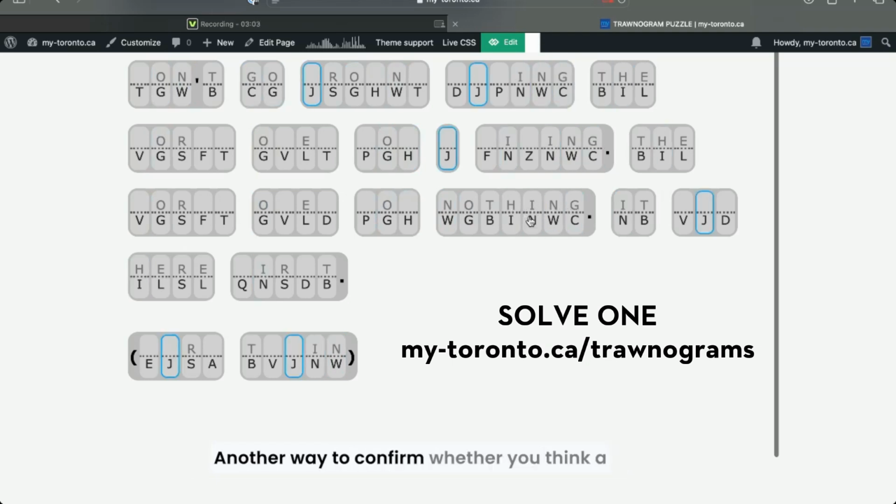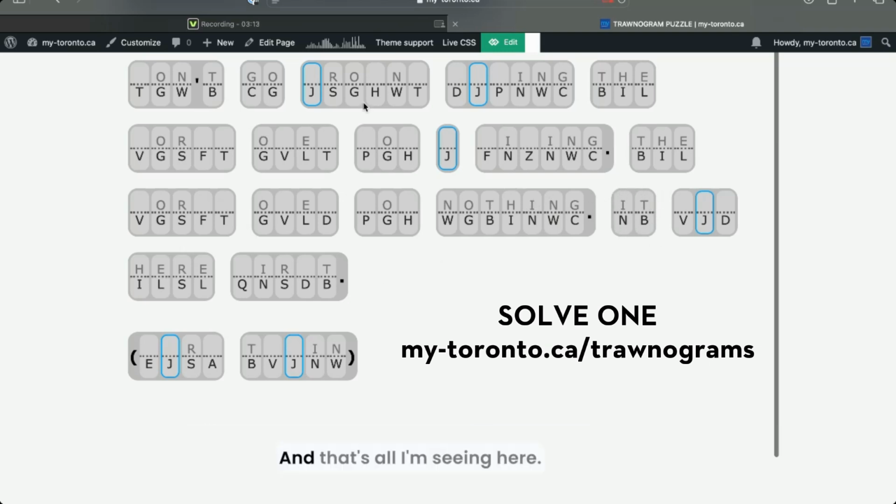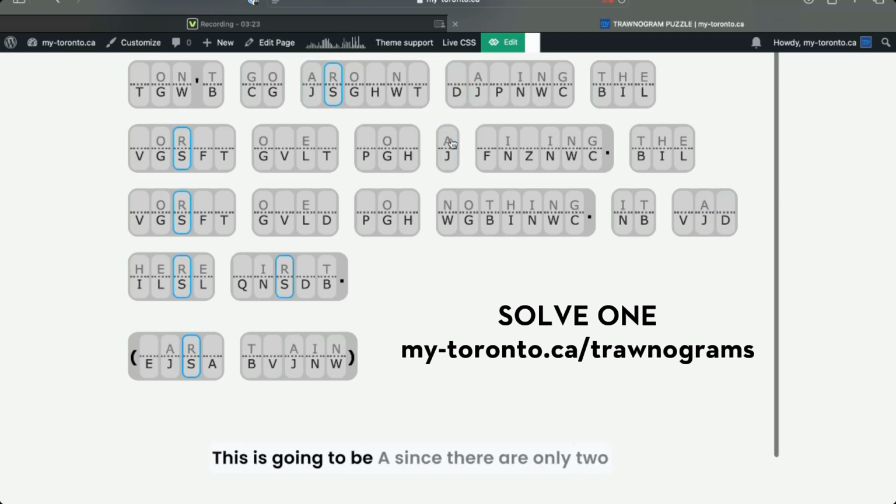Another way to confirm whether you think a letter is decoded as the letter I is that it's usually prominent in two-letter words such as it, and that's all I'm seeing here. Oh, and of course, the sole letter, either A or I. I've already figured out that that is I. This is going to be A, since there are only two one-letter words in the English language, A and I.